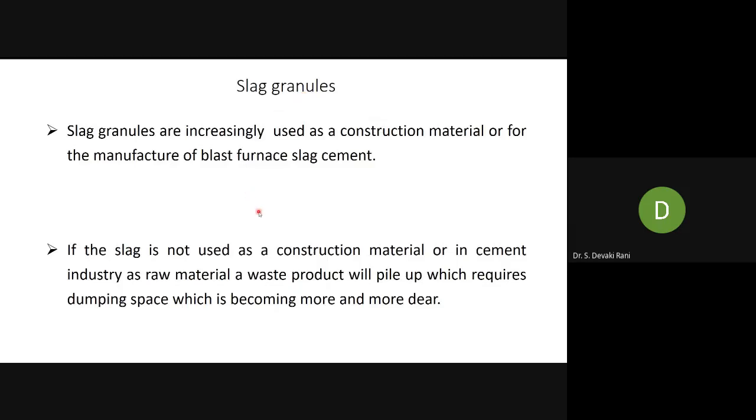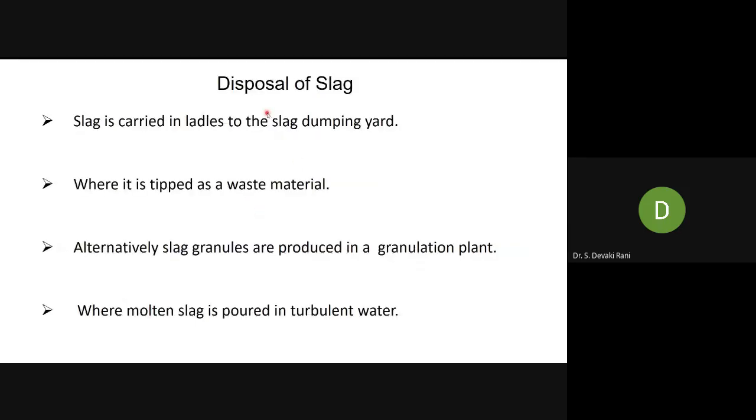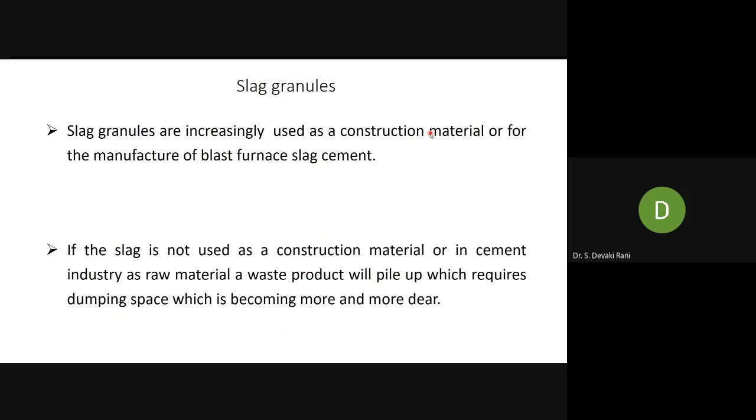Apart from the pig iron, the other product is slag, which is tapped out from the tap holes. Slag is carried in ladles to the slag dumping yard, where it is tipped as a waste material. Alternatively, slag granules are produced in a granulation plant, where molten slag is poured in turbulent water and granules are produced. The slag granules are used as a construction material.